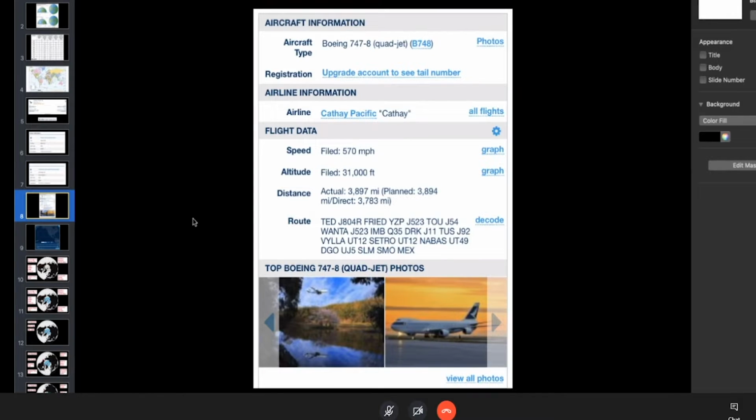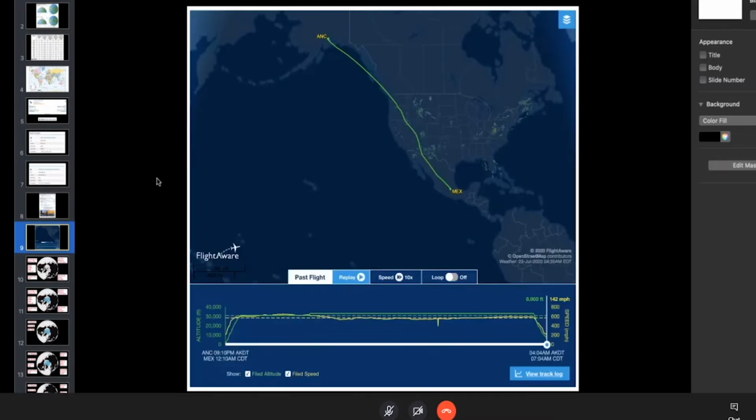This is the plane that we're talking about. Not that it makes a lick of difference, but its max speed is 570 miles per hour. It's a Boeing 747-8. Its max altitude in this flight was 31,000 feet. You can see the distance that it went, about 3,800 miles. And this is what it looks like in FlightAware, the path. This is the actual flight path that they took, same as what I showed on the map earlier. And you can see their latitude and their altitude here.